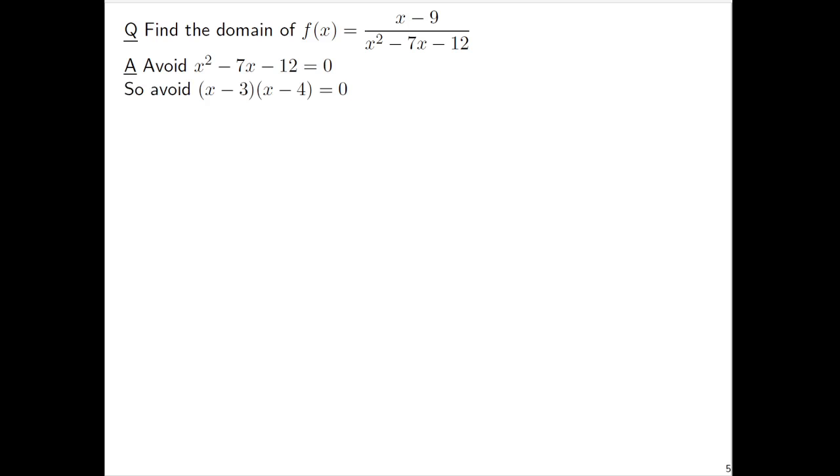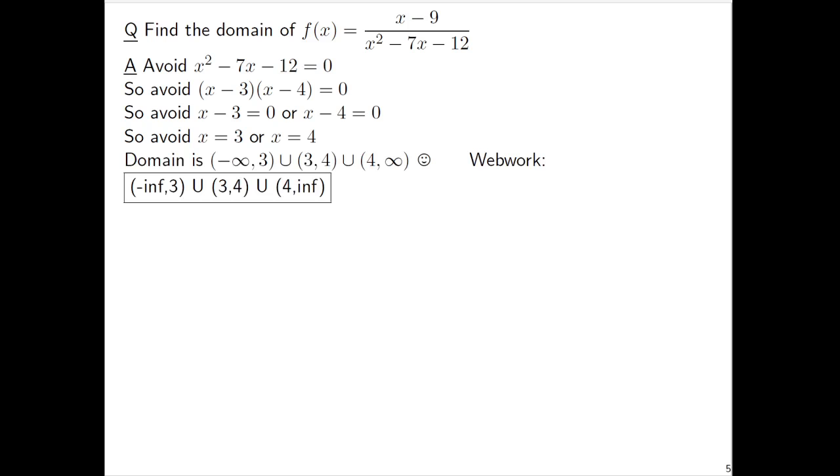So, with the word avoid still written here, factor the left side: x minus 3 times x minus 4 equals 0. Zero product property, and then solve each of these equations. We need to avoid when x is 3. We also have to avoid when x is 4. So the domain here is going to be negative infinity to 3, union 3 to 4, union 4 to infinity. Just because 3 and 4 are consecutive doesn't mean that you shouldn't include that interval 3 to 4.